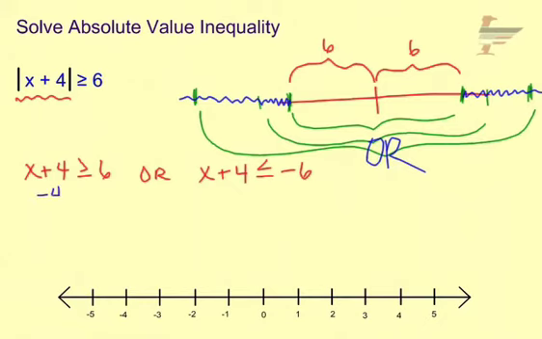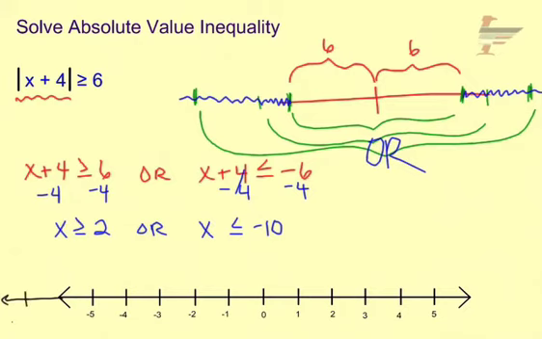So we subtract 4 from both sides, so x is greater than or equal to 2, or if we subtract 4, x is less than or equal to negative 10. Now on my number line, I guess it's not big enough. Negative 10 is going to take me further out here. I'll just go ahead and say there's negative 10.